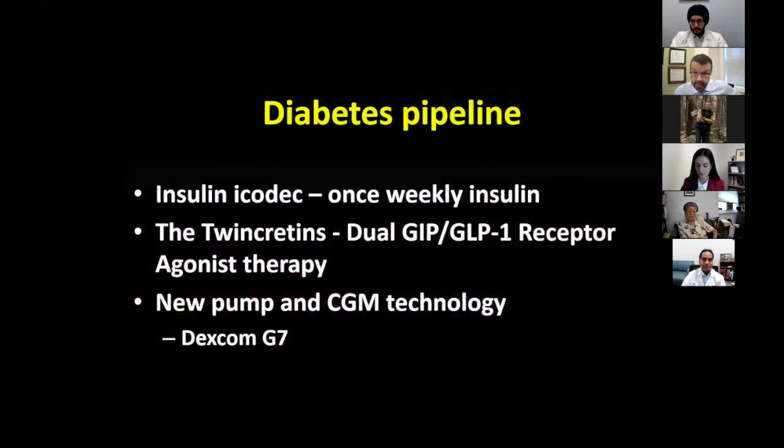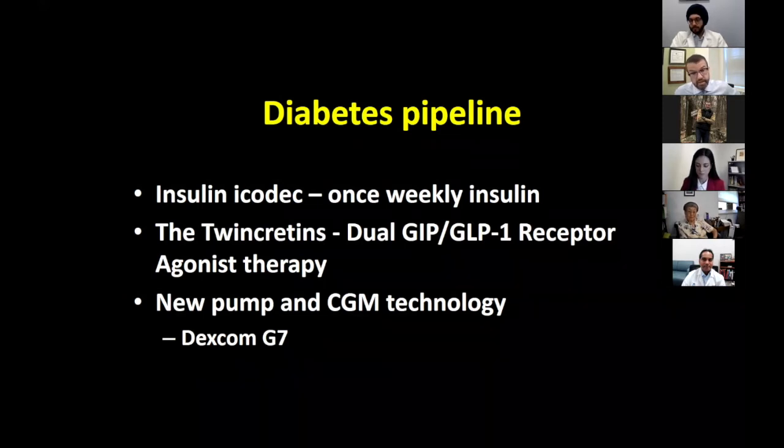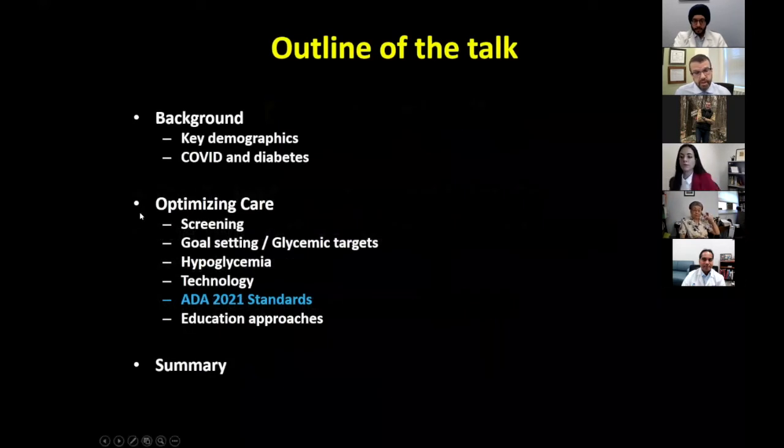In the pipeline for diabetes care, thinking about technology and new developments, we have a once-weekly insulin likely to be released in the next couple of years. That's insulin icodec, which will really help for individuals, in particular in social care settings. We have a treatment called the twincretins, which works on both the GLP-1 and GIP receptor to improve control, and there's some really good data coming out on those. And then finally, new pump and continuous glucose monitoring technology as well.